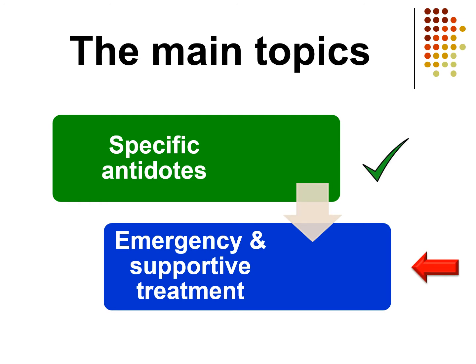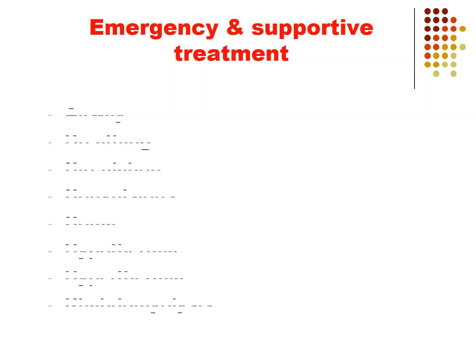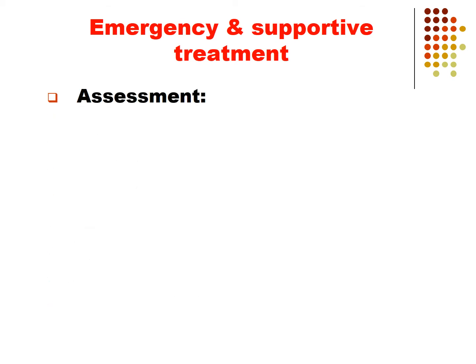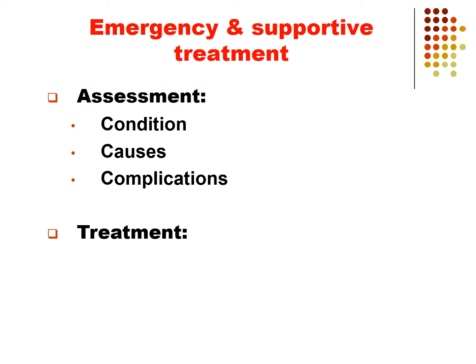What about the emergency and supportive treatment? We will discuss several items regarding the airway, breathing, circulation, convulsions, coma, hypo and hyperthermia, and rhabdomyolysis. Each item is discussed in 2 points: assessment and treatment. First, you have to assess the condition of the patient and recognize the problem. The causes of the problem and the complications also are very important to be identified.